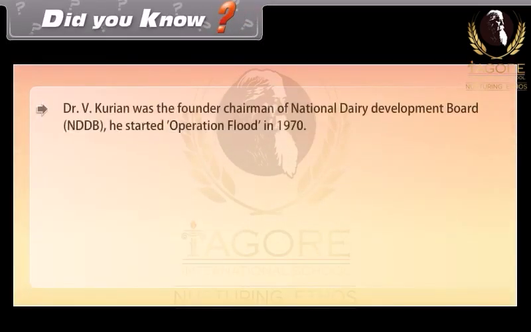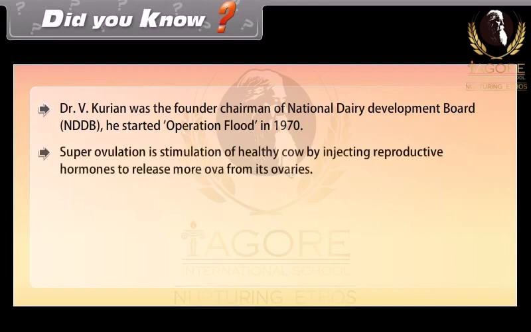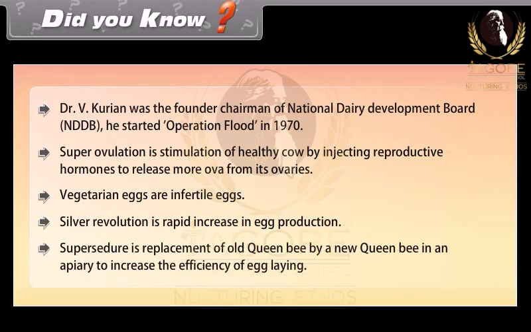Did you know Dr. V. Kurian was the founder-chairman of National Dairy Development Board, NDDB. He started Operation Flood in 1970. Superovulation is stimulation of healthy cow by injecting reproductive hormones to release more ova from its ovaries. Vegetarian eggs are infertile eggs. Silver revolution is rapid increase in egg production. Supersedure is replacement of old queen bee by a new queen bee in an apiary to increase the efficiency of egg laying.